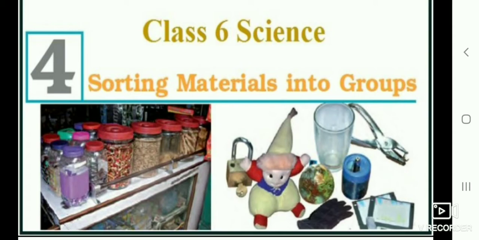So we will see so many things around us. So many different things. Some are big, some are small. Some are shining, some are not shining. Some are transparent, some are not transparent. Some will float on the water, some will not float on the water. Some are visible, some are not visible also.